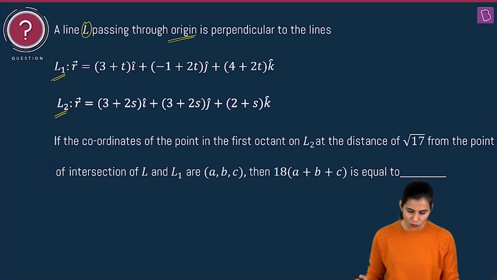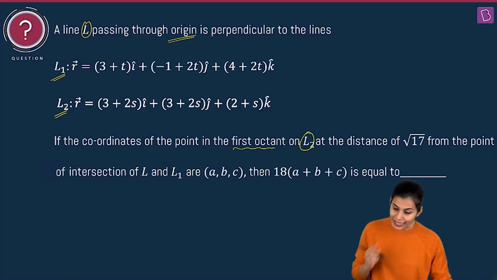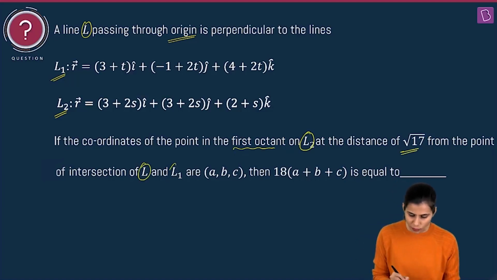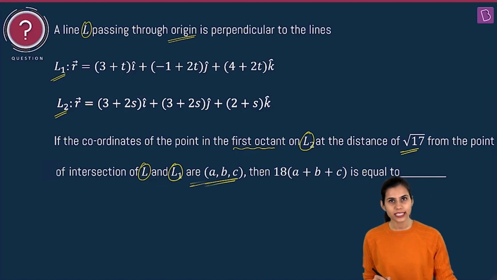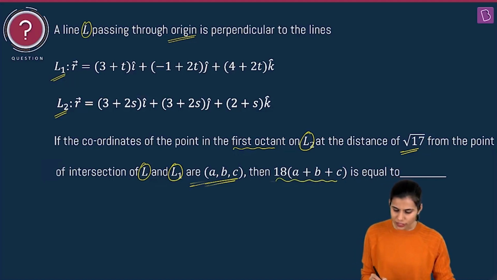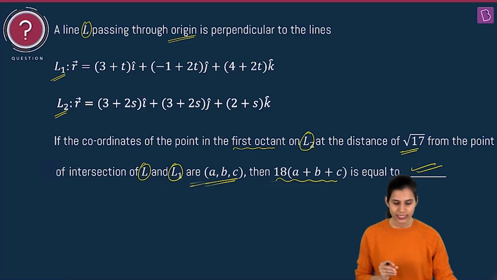The coordinates of the point in the first octant on the line L2 at a distance of root 17 units from the point of intersection of L and L1 are A, B, C. Then you have to compute the explicit values of A, B, C, plug them in this expression and find its final value. So first of all, let us proceed step by step.